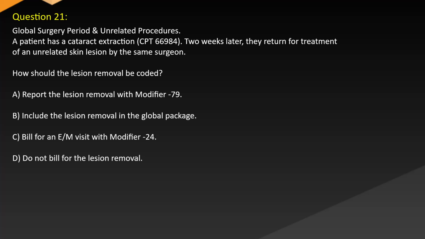Question 21. Global surgery period and unrelated procedures. A patient has a cataract extraction, CPT 66984. Two weeks later, they return for treatment of an unrelated skin lesion by the same surgeon. How should the lesion removal be coded? A. Report the lesion removal with modifier -79. B. Include the lesion removal in the global package. C. Bill for an E/M visit with modifier -24. D. Do not bill for the lesion removal.